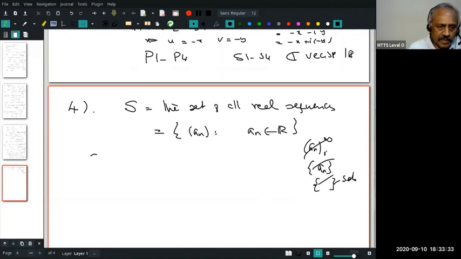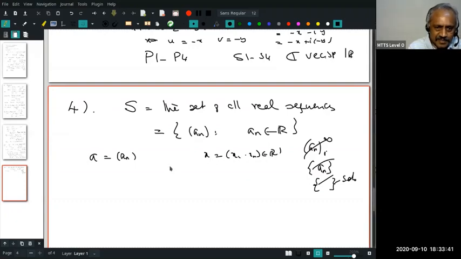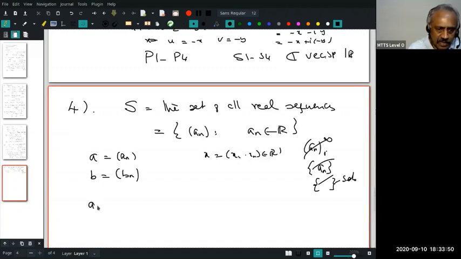Now I will simply call A equal to (a_n). The same way, do you remember I called x equal to x1 to xn in Rn, I denote it by only x. Similarly, the sequence a_n, I'll simply call it a. Another sequence b equal to (b_n). I want to define an addition, so I have to define what is a plus b. Now remember, a plus b must be a sequence of real numbers, right? That means I have to tell you what is the nth term of this sequence.